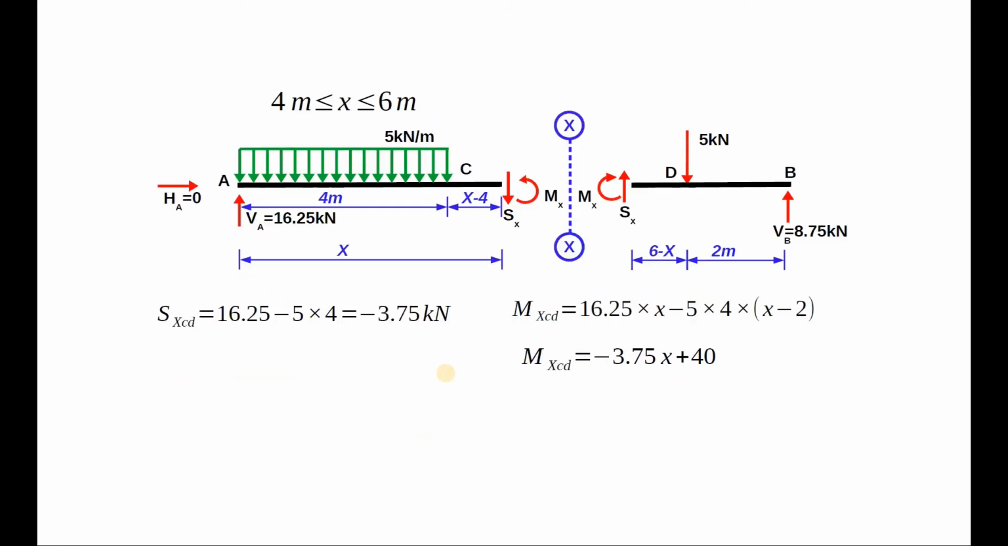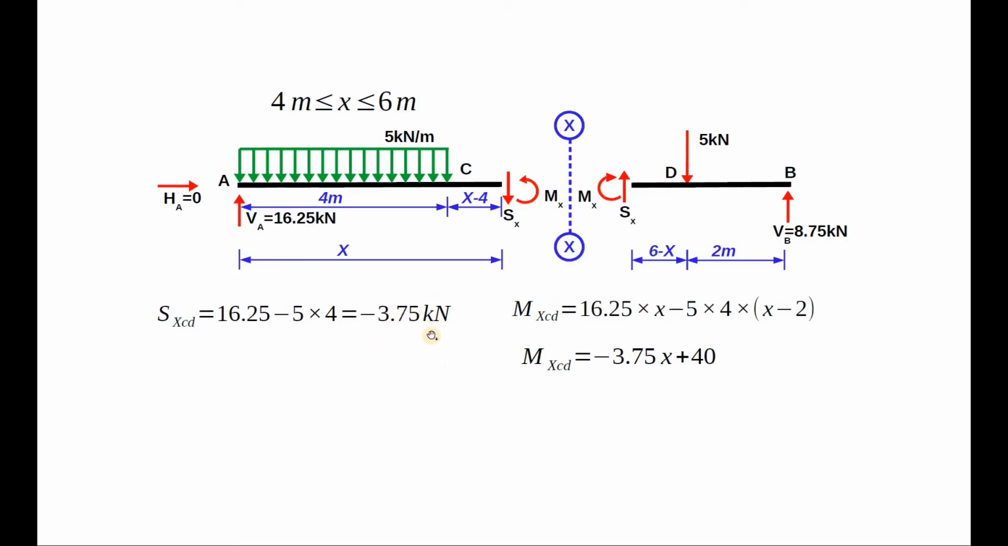Going forward with the example, let us place our section between points C and D. Generating the expression for shear force, we get 16.25 minus 5 into 4. 16.25 is the reaction going upwards, hence considered positive, and the uniformly distributed load spread on 4 meters is going downwards, hence considered negative. The final expression for our shear force becomes 16.25 minus 5 into 4 equal to minus 3.75 kilonewtons.